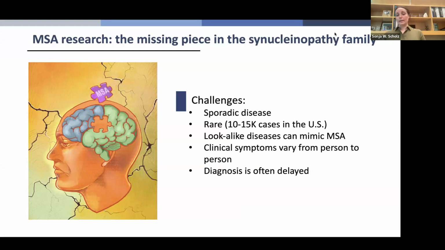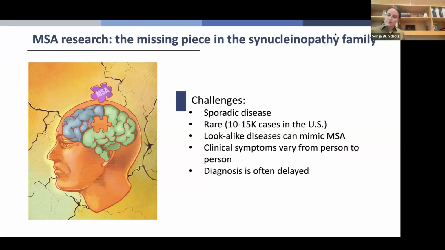So first and foremost, it is a sporadic disease, so it doesn't typically run in families, with a few extremely rare exceptions, which I'm going to talk about. It is also quite rare. On average, we estimate that there are about 10 to 15,000 cases in the United States. So it's still hard to get large cohorts of patients together to study the disease. And for many genetic research studies especially, we need hundreds, ideally thousands of patients to really tell the noise apart from what is a real disease-associated genetic change.